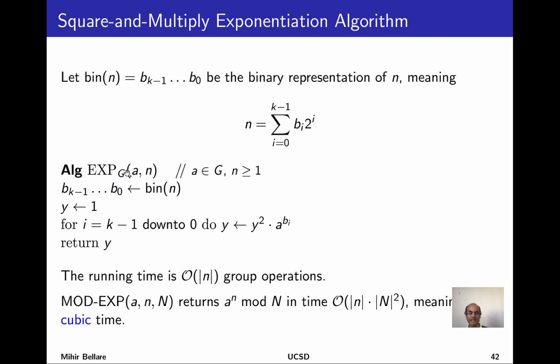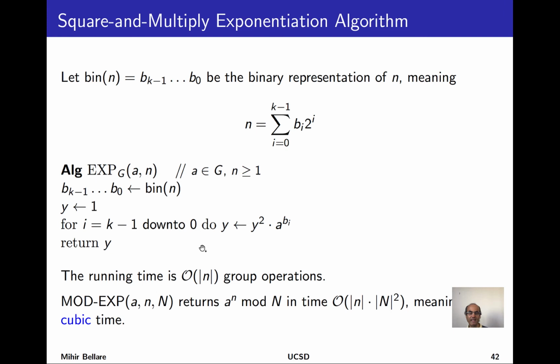The exponentiation algorithm in group G takes a group element a and an integer n. It first computes the binary expansion of the exponent, and then it does what we said on the prior slide. You start by initializing y to the identity element of the group, and then you go from the most significant bit down to the least significant. Each time you take your current y value, square it, multiply by a raised to the power of the current bit in the binary expansion of the exponent, and that's your new y value. And when you return that, you in the end have a to the power n.